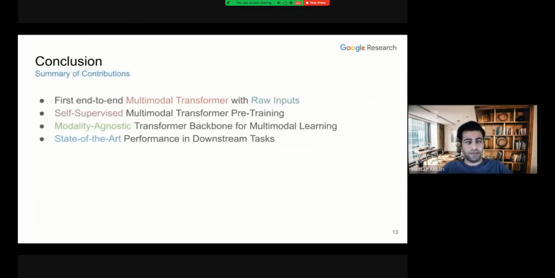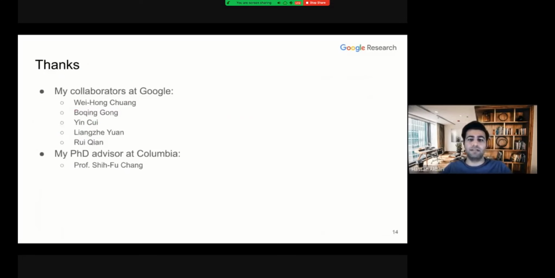So to conclude everything, we introduced the first end-to-end multimodal transformer that operates on raw inputs. We have a self-supervised pipeline to train this model end-to-end, and we introduce a modality agnostic transformer backbone for multimodal learning, and we achieve state-of-the-art performance in downstream tasks.